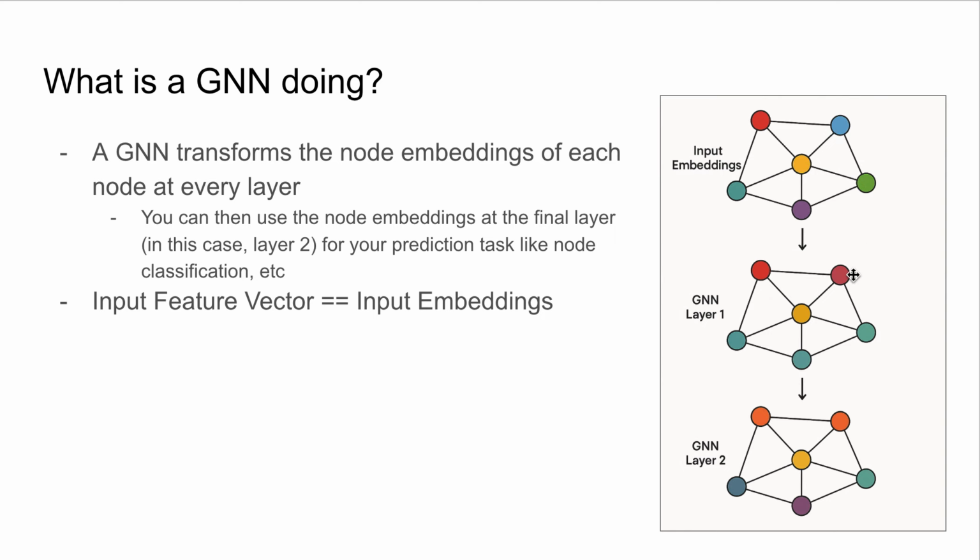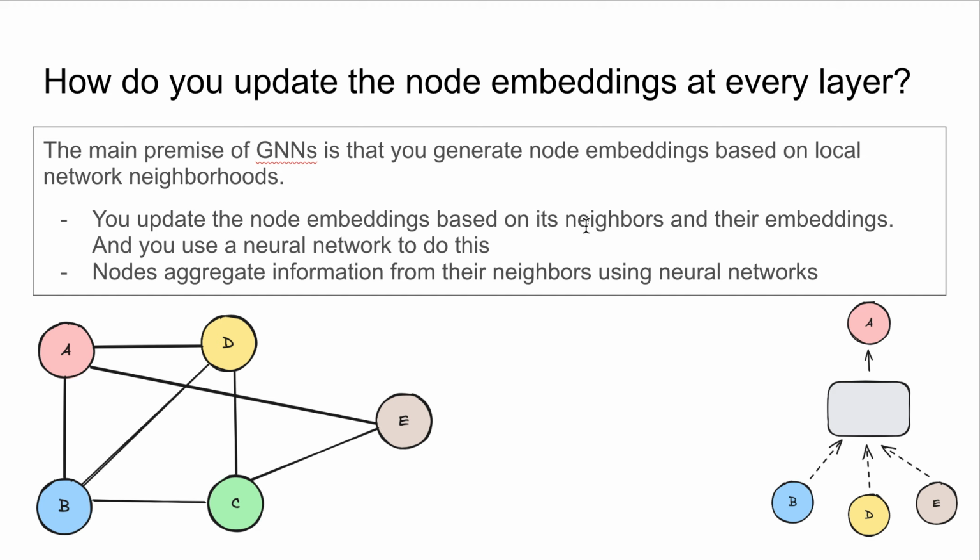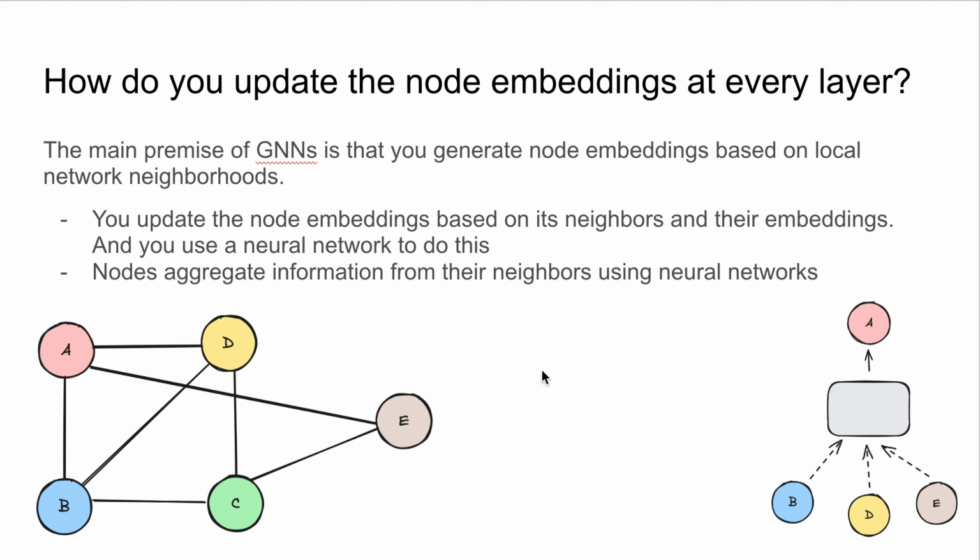One thing I want to stress is that the structure of the graph, as you notice here, does not change when you pass it through a GNN layer. You can then use the node embeddings at this final layer for predictions such as node classification or link prediction. So this brings up the next question, right? How do you go about updating the node embeddings at every layer?